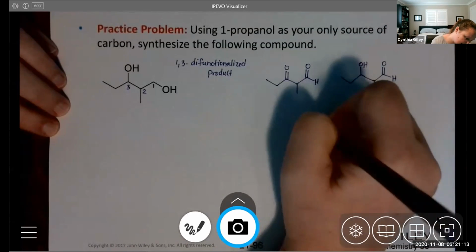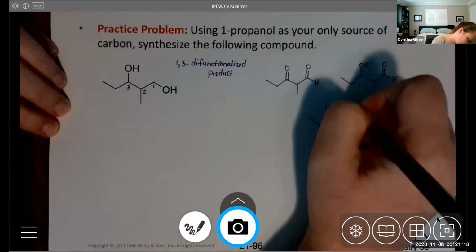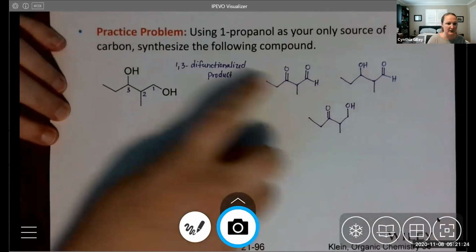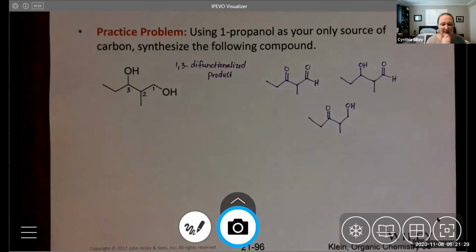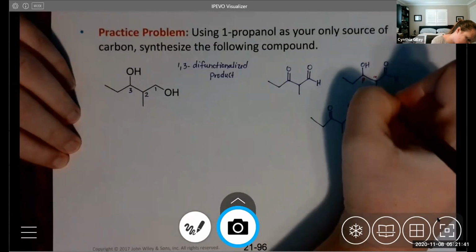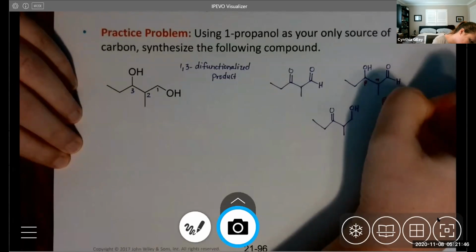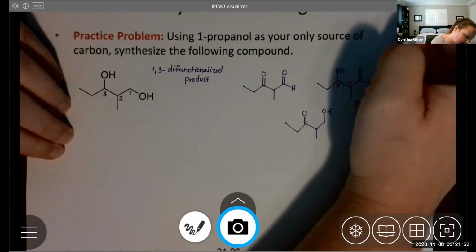Or I can also consider oxidizing only the secondary alcohol. So perhaps one of these will lead me then to this through a reduction. So you want to ask yourself, which of these is the easiest to make? If you think about the fact that this is a beta hydroxy aldehyde, right? We know we can make this through an aldol addition reaction.